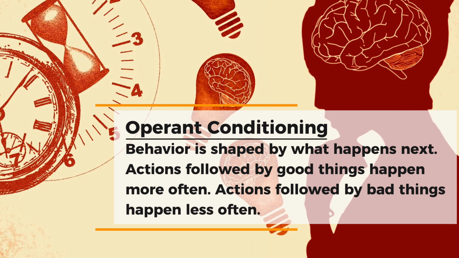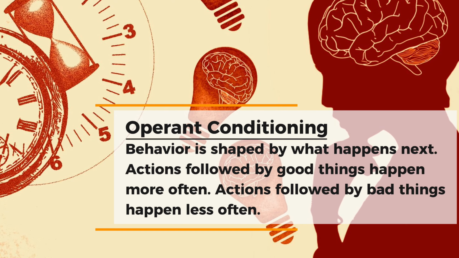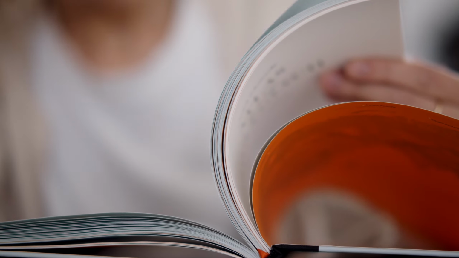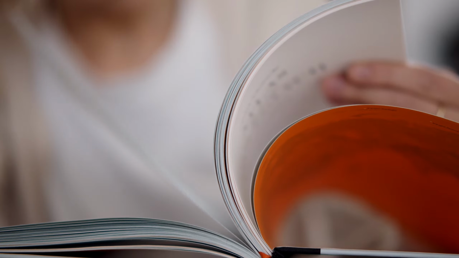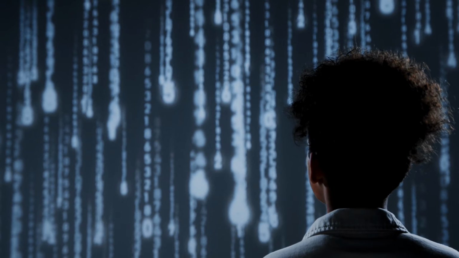This is a core principle in psychology called operant conditioning. The idea is simple. Behavior is shaped by what happens next. Actions followed by good things happen more often. Actions followed by bad things happen less often. Every persistent behavior has a payoff. If there were no payoff, it would eventually stop. Your job as a behavior decoder is to find it.